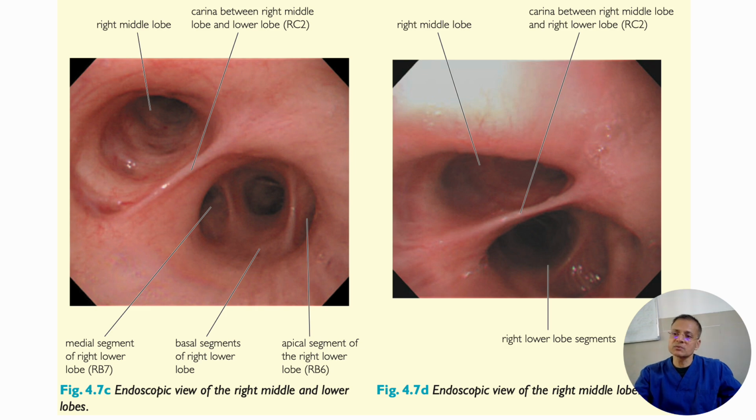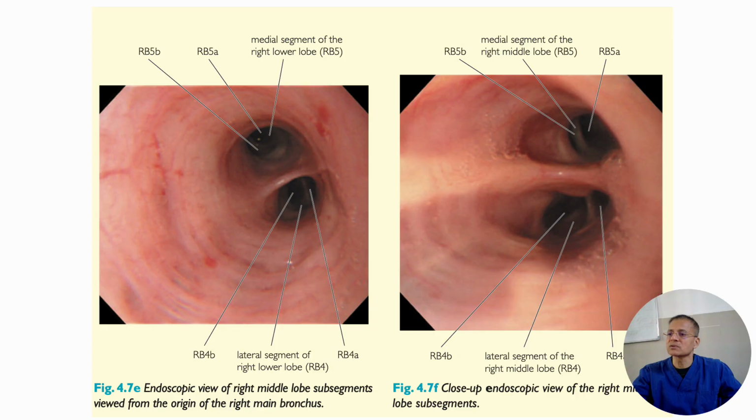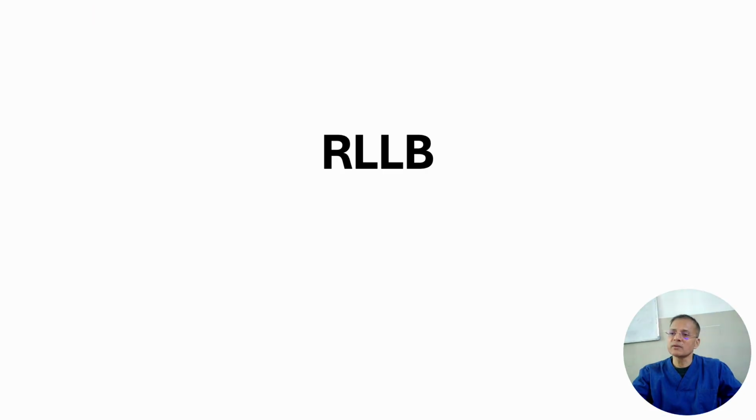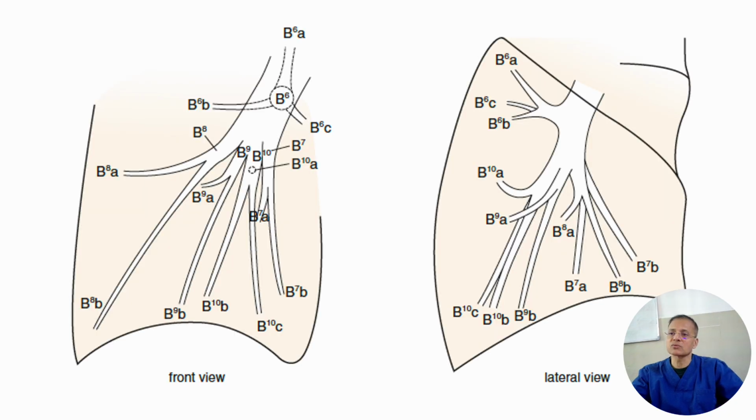So B7 will be the medial basal part. Then directly B8, B9, B10. The next pictures you can visualize. So you can see the middle lobe before, and now the right lower lobe. This picture also must be kept in your mind.